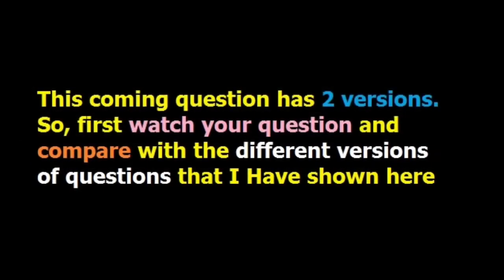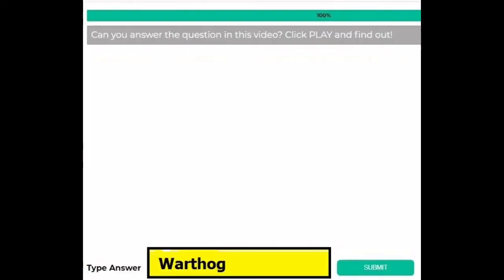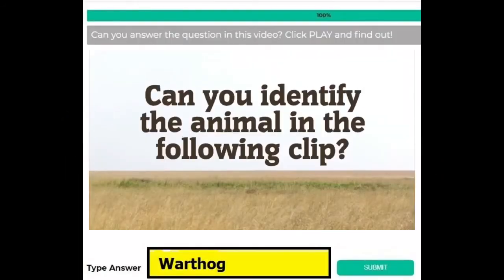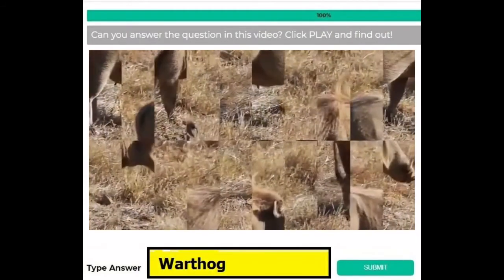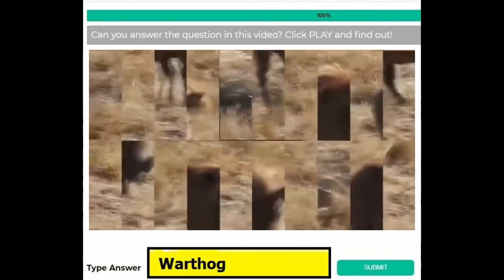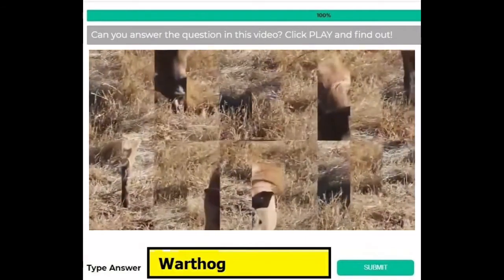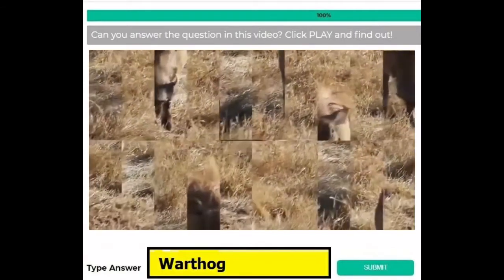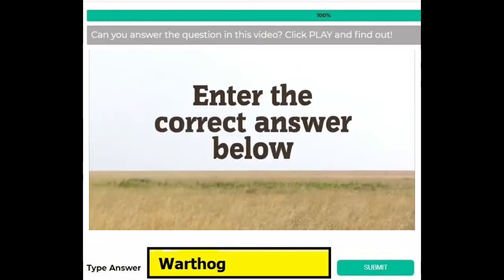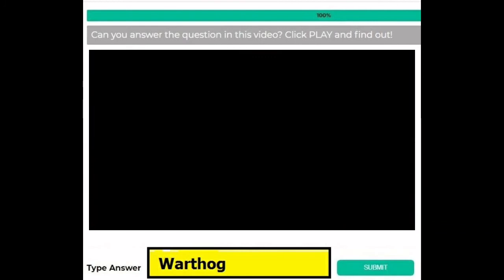The coming question has two versions and each version differs from each other in the video. In the video there is a question, so the question differs from each other in different videos. For instance, in version 1 of this question, you have to watch the video. And at the last of the video, you can see it is asked, enter the correct answer below. And if you find this video, then the answer is warthog.